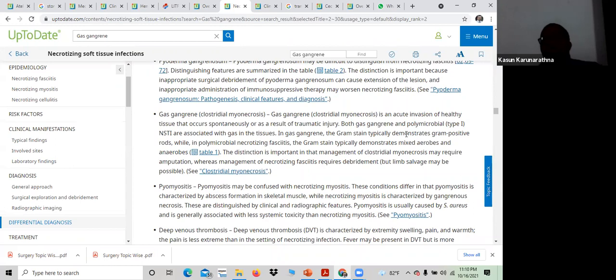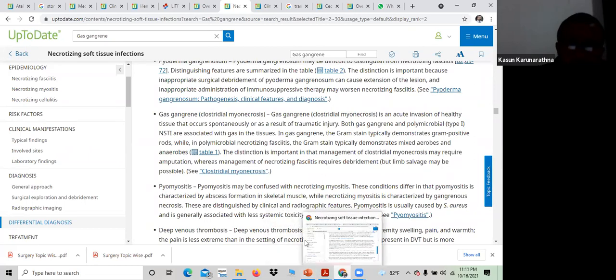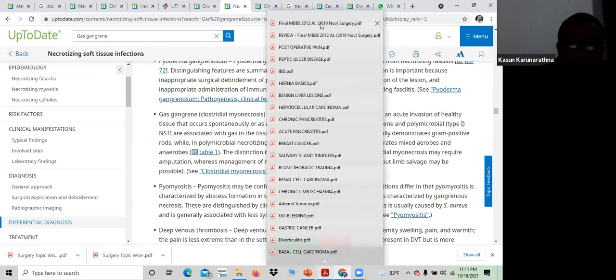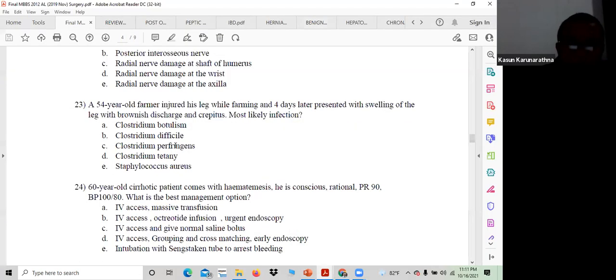Usually, this Clostridium myonecrosis is very devastating. You should do the amputation to prevent septicemia. And if you want to save the patient, you should do the amputation. That is the clinical significance of gas gangrene, right? And the organism is Clostridium perfringens, right? That's it. So the answer is C.